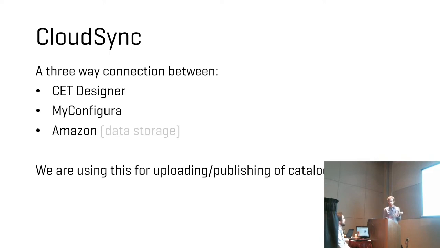What do you call that? There's some kind of security token or something like that you need to have access to that certain part of Amazon that we pay for somehow. So that is also an integration you can use. We're using this for uploading, publishing of catalogs. And for some other things too, I believe.